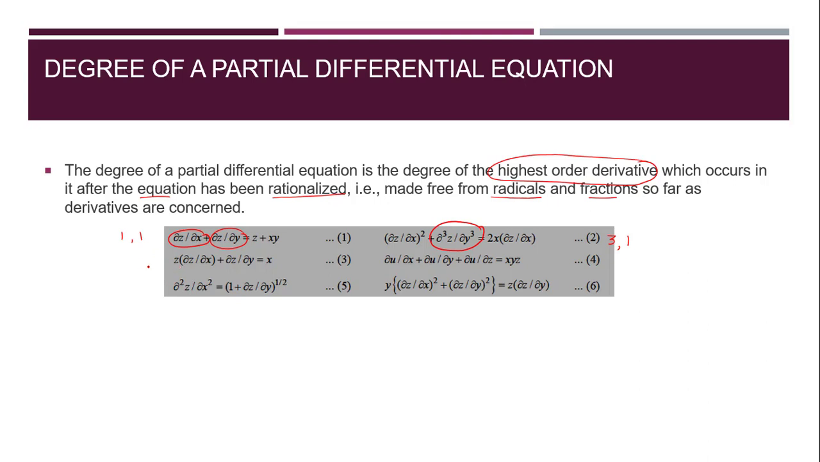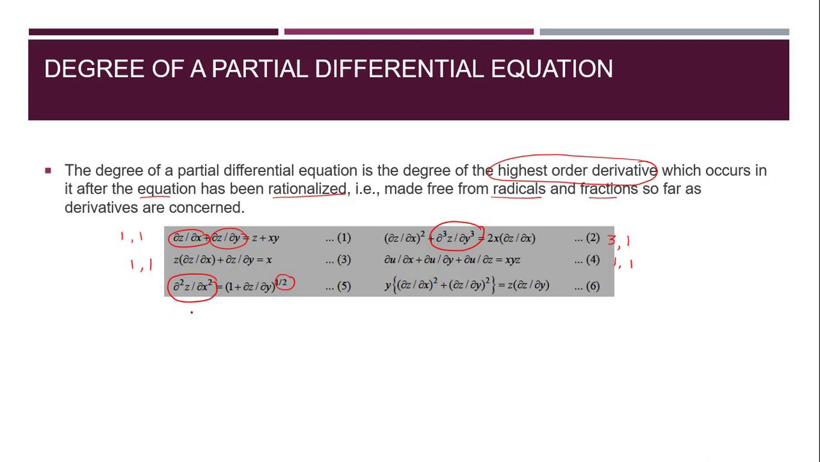The next one, order is 1. What about the degree? Also 1. This one again is of order and degree 1, 1, because we are having only first order derivative with power of 1. Now for the fifth one, here we are getting the second order derivative. Now what about its power? Is it 1 or 2? Because here we are getting 1 by 2, so it's not free from the powers or the radicals.